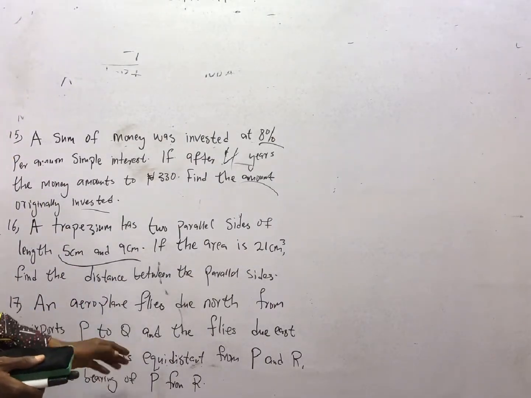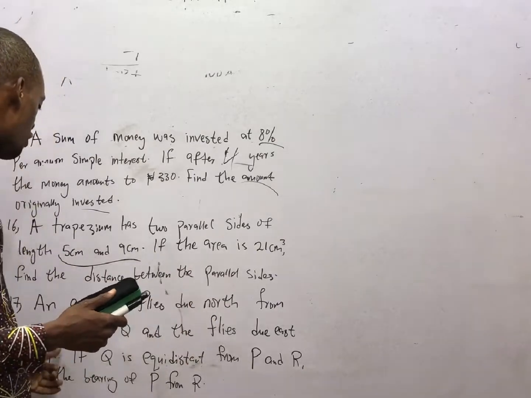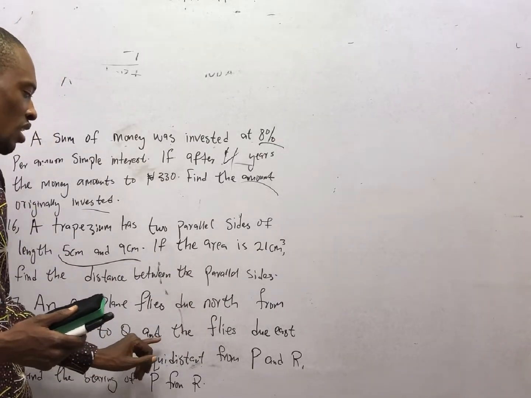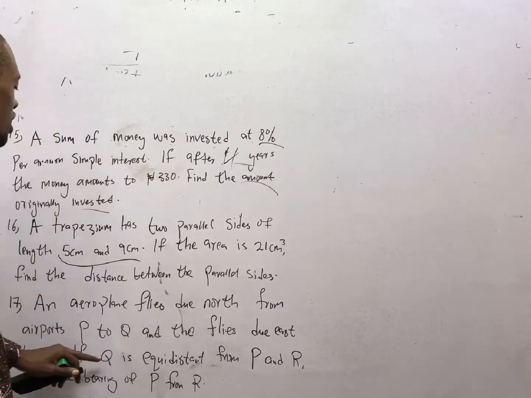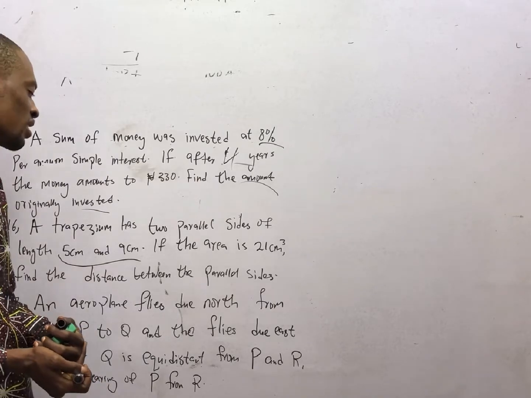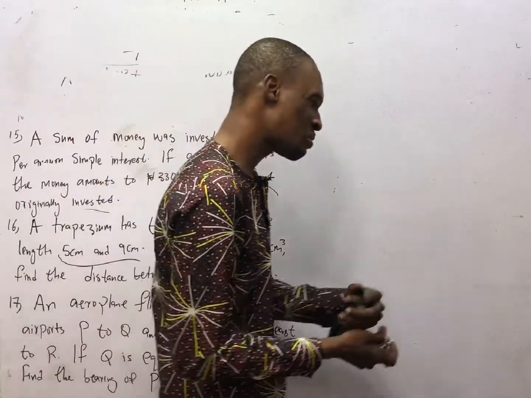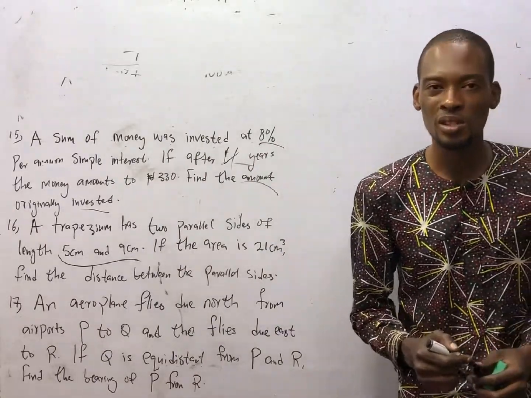Look at this. The question is long. An aeroplane flies due north from airport P to Q and then flies due east to R. If Q is equidistant from P and R, find the bearing of P from R. Me, I don't like reading questions continuously or so long.